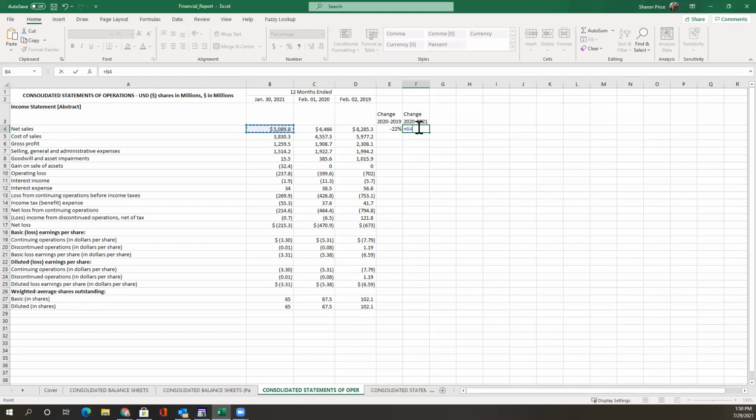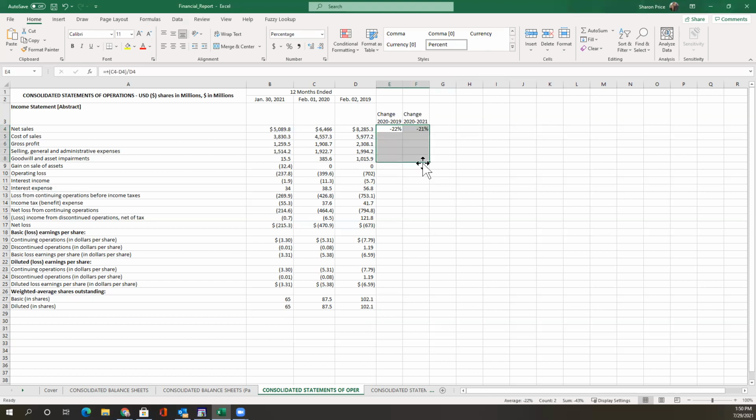And to do this, I've got to get my parentheses in there, current minus prior year divided by the prior year. And so I have a trend here from 19 to 20 of a decrease of 22%. And then another decrease from 20 to 2021 of 21%. So I can see a trend here of decreasing.